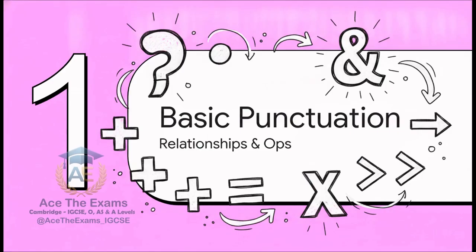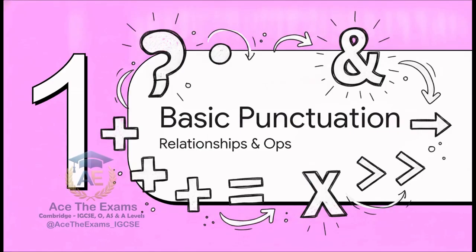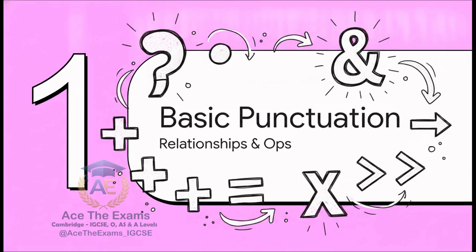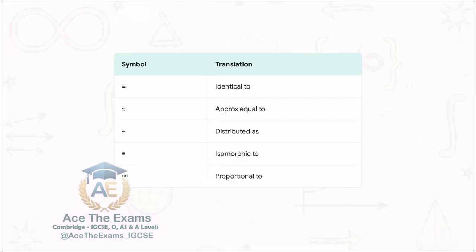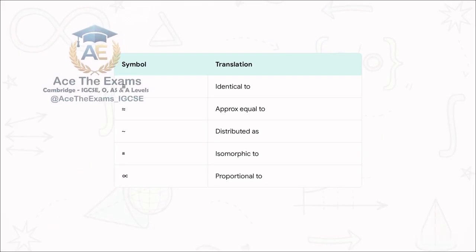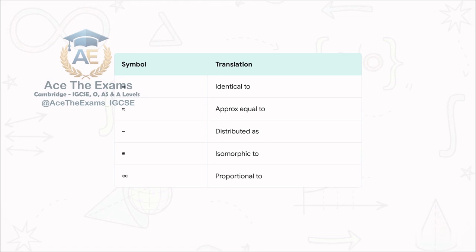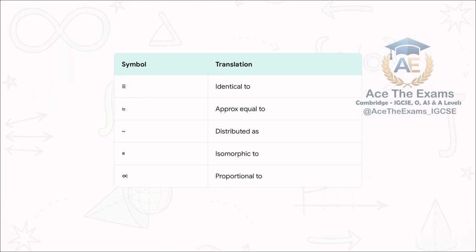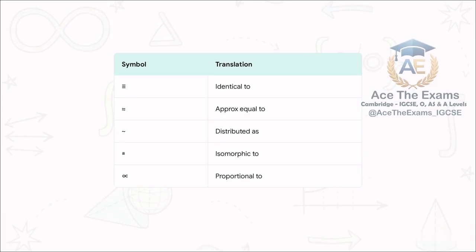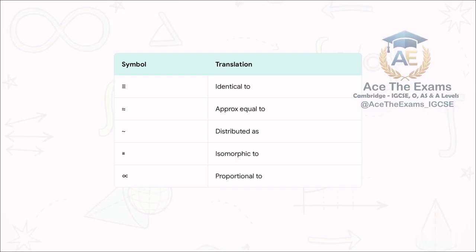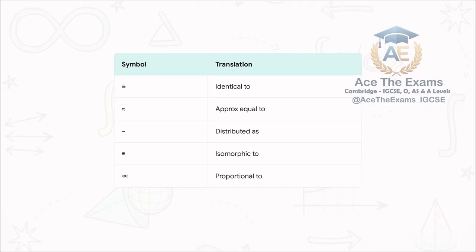Section 1, Basic Punctuation. We're going to explore relationships and operations, the absolute foundational building blocks of your exam answers. In English, we use commas, periods, and conjunctions like and or but to connect ideas together. In mathematics, we use a foundation of symbols to establish basic relationships and operations. These are the verbs and the conjunctions of our mathematical sentences. Look, we are moving completely beyond the simple equal sign here. An equal sign is great, but it really lacks nuance, and nuance is what gets you the top grades.